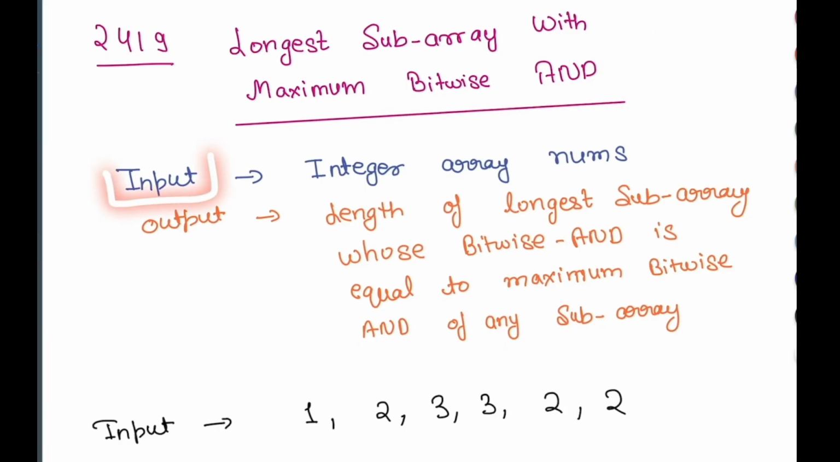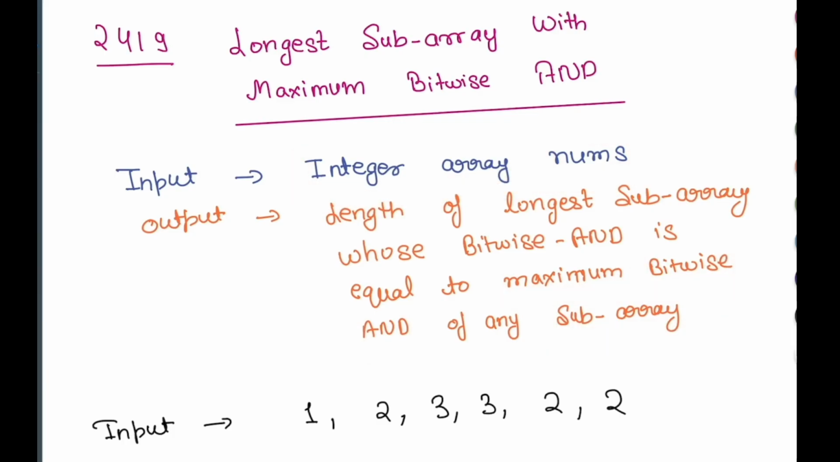The input given in the question is an integer array, and let us call it nums. We need to give the output as the length of the longest subarray. So basically, we need to find a subarray whose length is longest, and whose bitwise AND is equal to the maximum bitwise AND of any subarray. You need to find a subarray which is possibly the longest, right? And you need to make sure that the bitwise AND of your longest subarray is equal to the maximum bitwise AND which is possible for any subarray of your given input array nums.